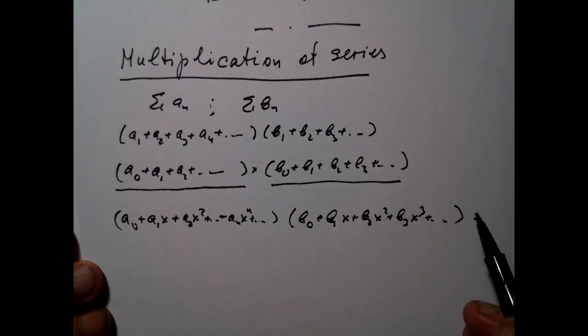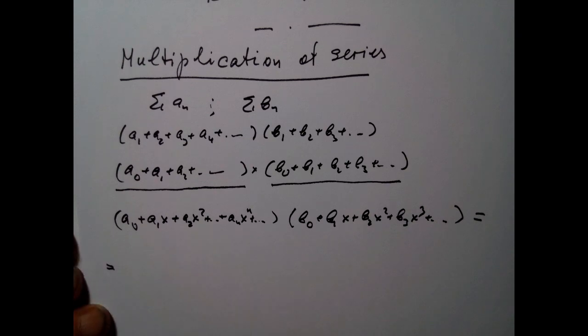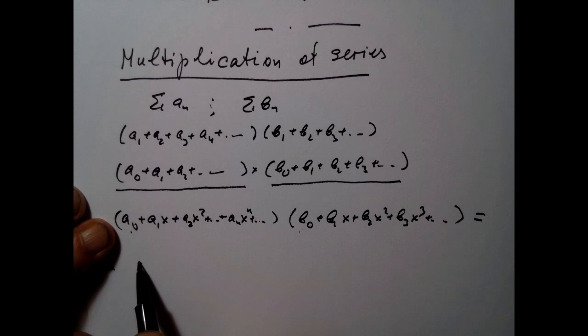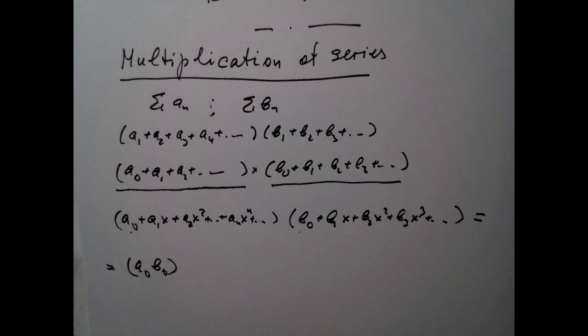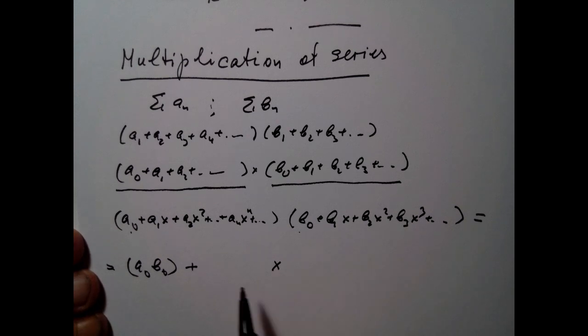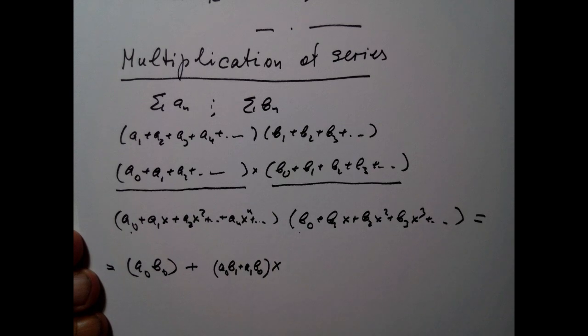And now I'm going to multiply it like I would polynomials. So what would be the term in this product that does not contain x at all? Thinking about it? Well, it will be what will happen if I multiply a0 by b0. So now I have a0 times b0. All other terms in this multiplication will contain x. What will be the term that contains x to the power of 1? Well, this term will be what? a0 times b1 plus a1 times b0.